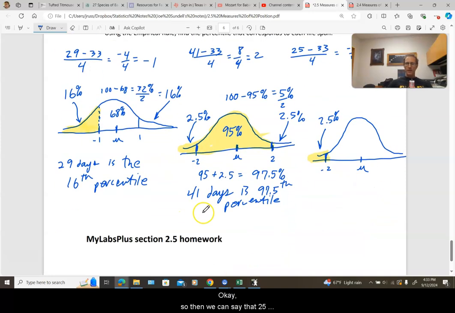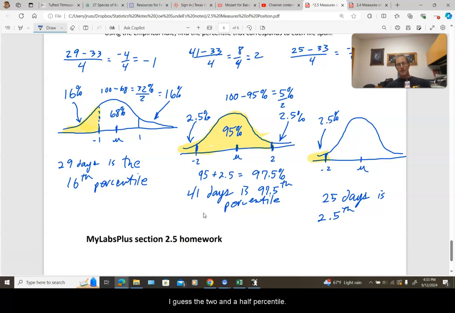Okay, so then we can say that 25 days is the 2.5 percentile. Okay, so this means that if you're only living 25 days, then you're only living longer than 2.5% of all other fruit flies, which means that the other 97.5% of fruit flies is outliving you.